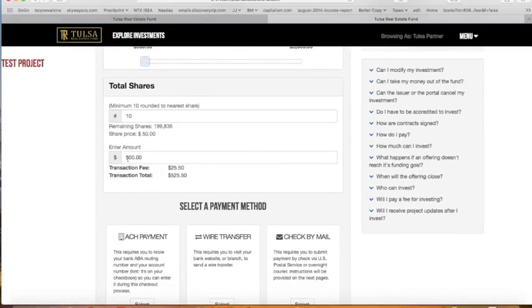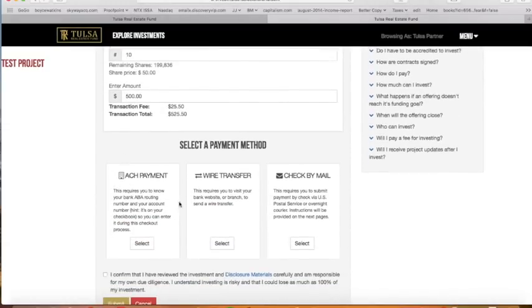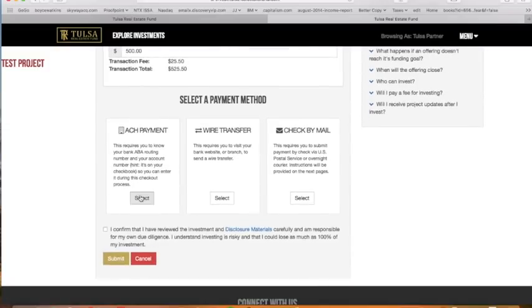But anyways, the transaction fee is a flat fee of $25.50. Whether you do $500 or $5 million, same thing. As far as the payment processes, you can choose ACH, wire transfer, or you can do a check by mail. We highly encourage you to do ACH. ACH will keep this transaction fee at $25.50. If you were to do a wire transfer or a check by mail, the transaction fee will be $10 additional. So it'll be $35.50 for both a wire transfer and a check by mail. So we highly encourage you to do an ACH payment.